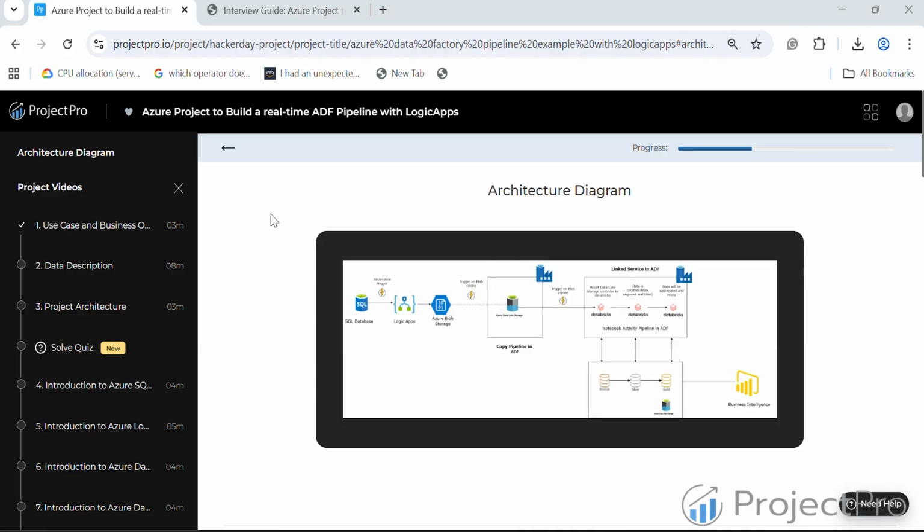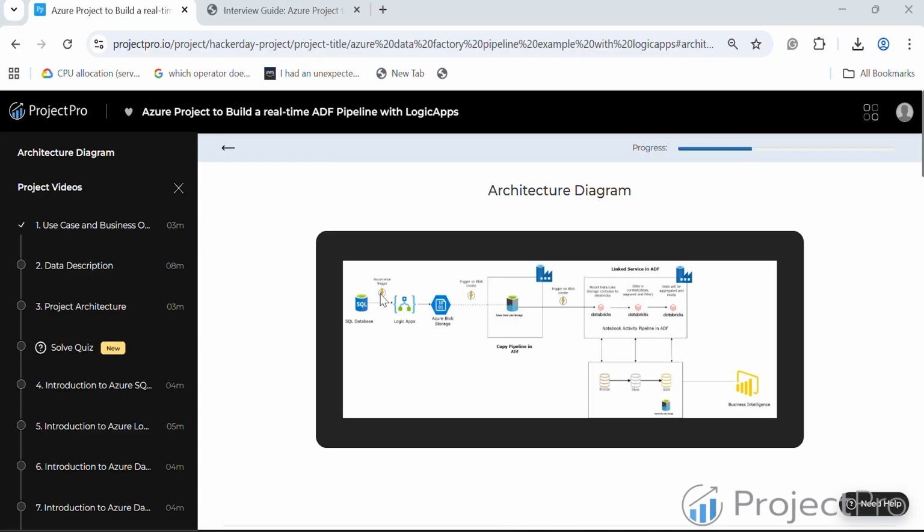So first of all, as you can see, you might have executed this real-time data Azure pipeline project. In today's world, organizations generate a massive amount of data, and the companies that are capable of processing real-time data have a huge competitive advantage. This real-time data pipeline basically solves challenges like automation, cost optimization, and efficient processing.